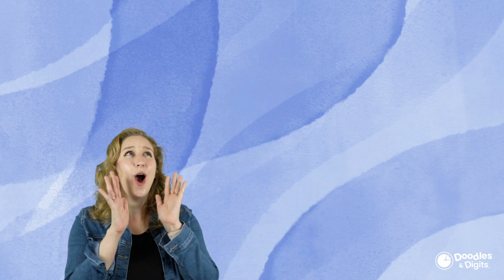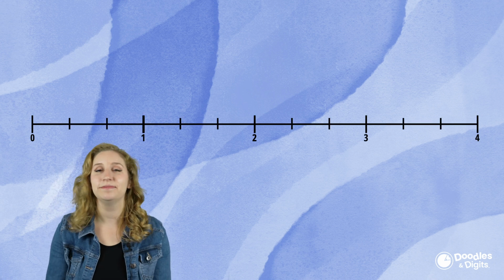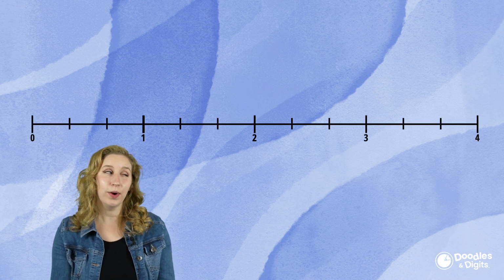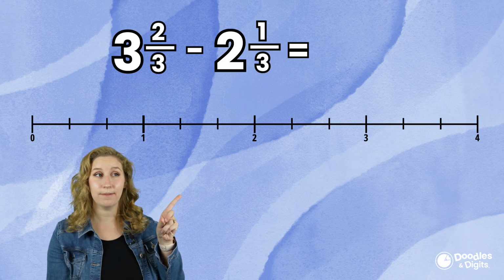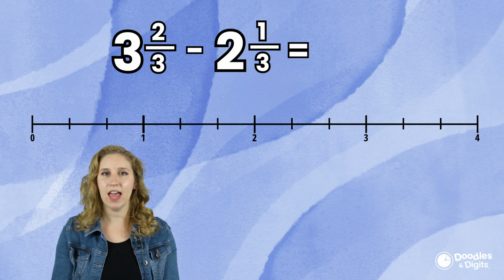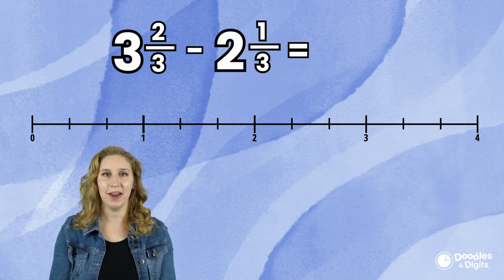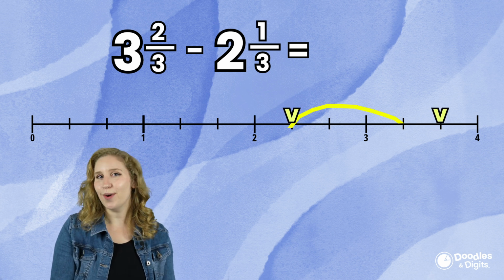We can subtract mixed numbers on a number line. Let's look at this number line right here. We're going to first subtract this problem. I'm going to subtract first, and I want you to see what's going on with the number line. What do you notice? What do you wonder?